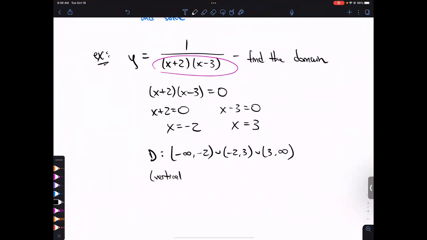This has vertical asymptotes at x equals -2 and x equals 3. Okay. We all right with that? Any questions about anything so far?